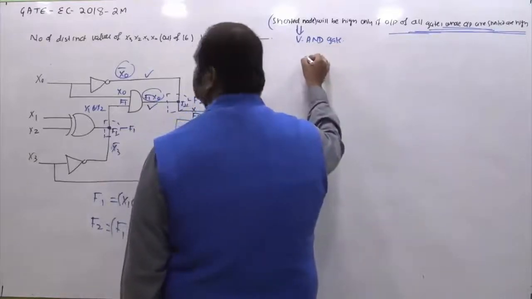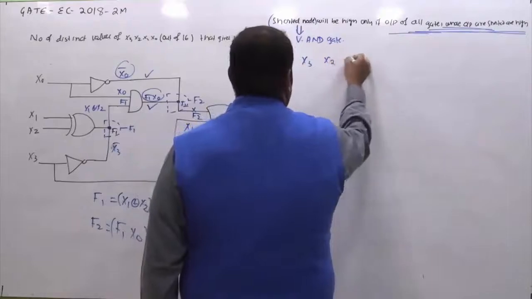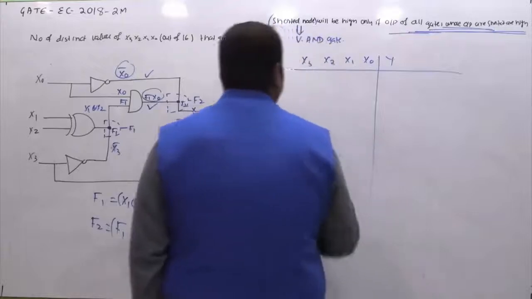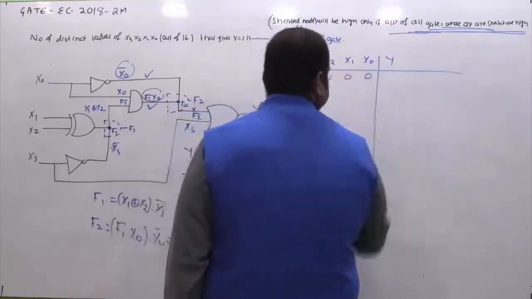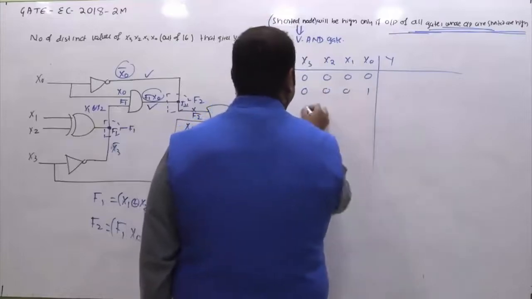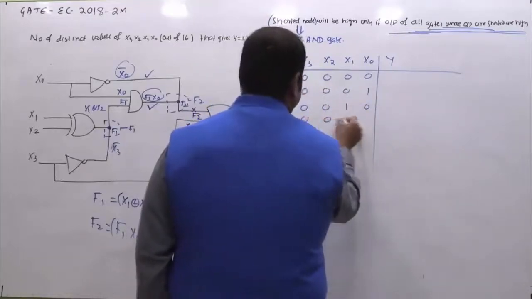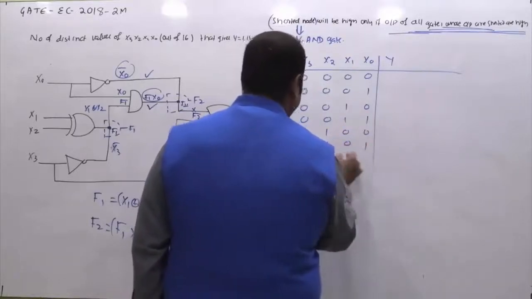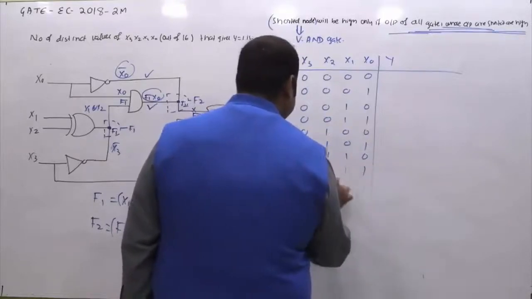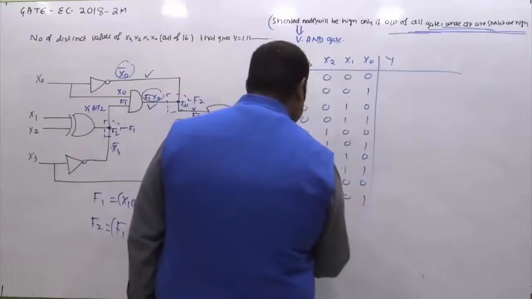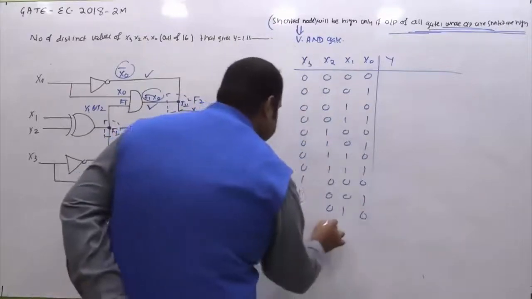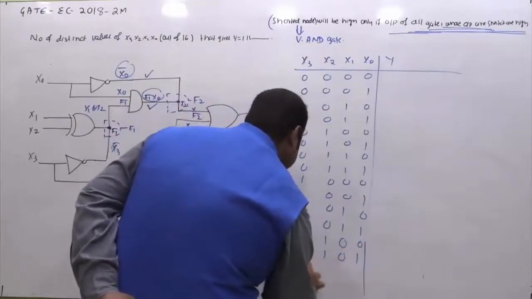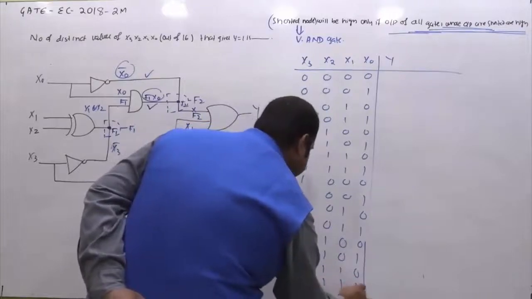So if I write the truth table of this, X3, X2, X1, X0, and this is your Y. How many combinations are possible? There are 16 combinations possible. 0000, 0001, 0010, 0011, 0100, 0101, 0110, 0111, 1000, 1001, 1010, 1011, 1100, 1101, 1110, and 1111.